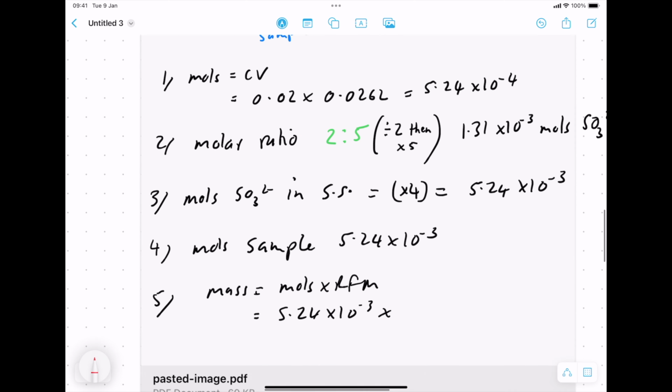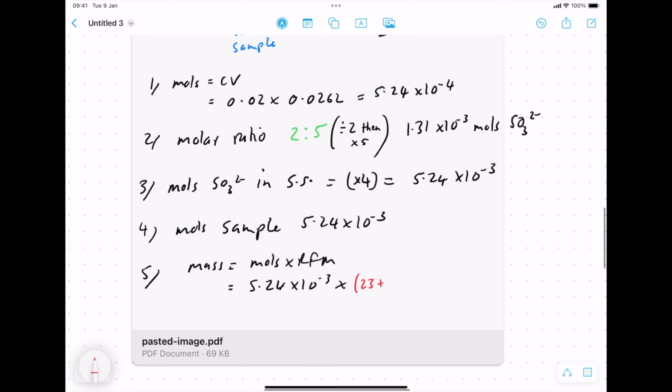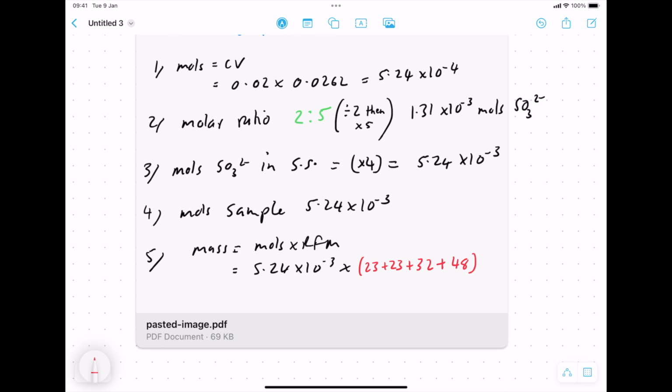So let's go ahead and do that. 23 plus another 23, because there's 2 sodiums, plus 32 plus 3 times 16 is 48. So Na2SO3 gives us a total of, to 2 decimal places, 0.66 grams.